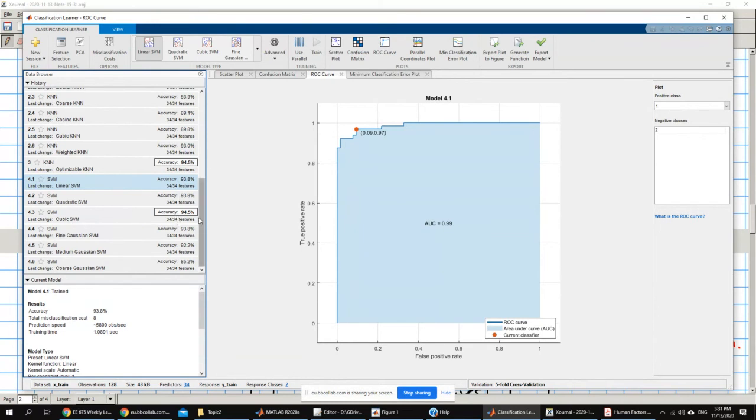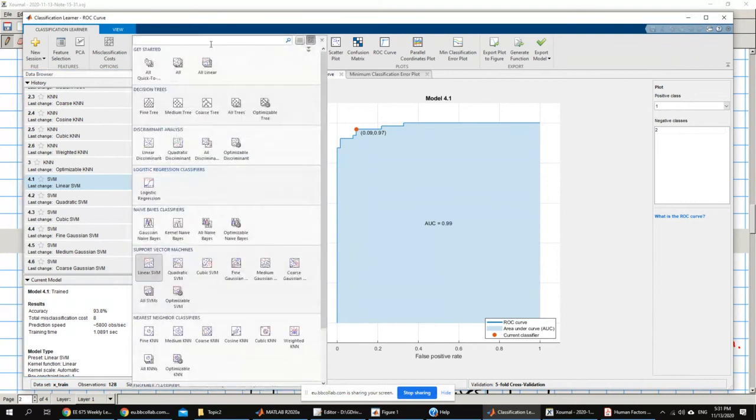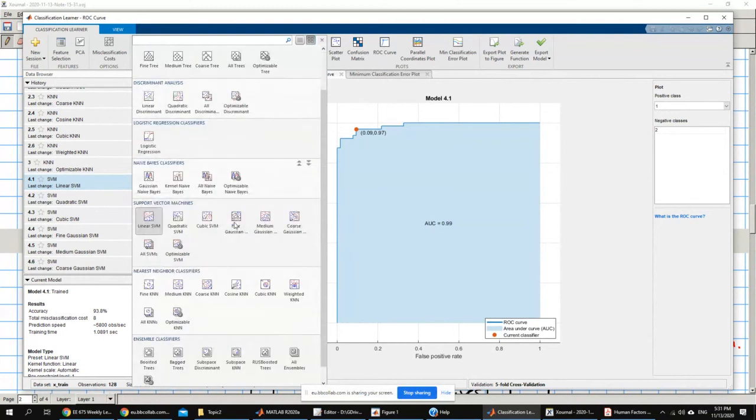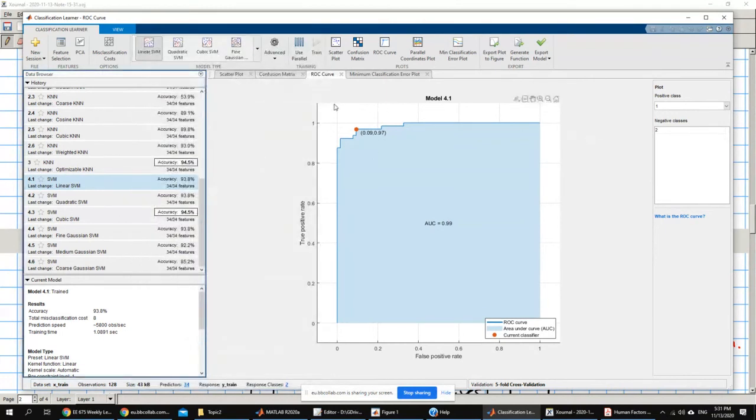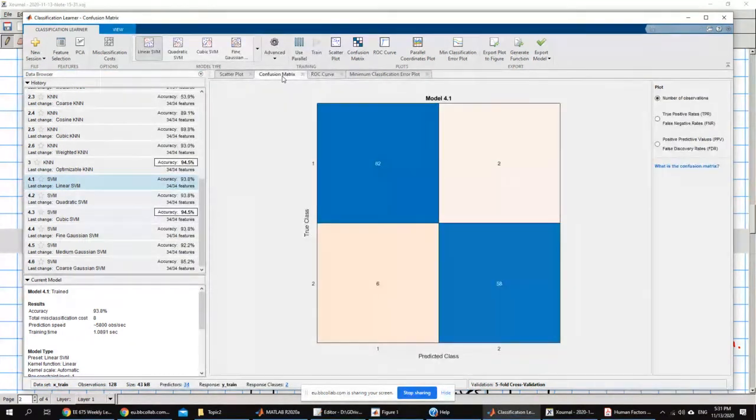So now you know how to do these things. You can go over each one of them, you can go over all of them, one by one, and optimize. You can look at the performance from the confusion matrix, from the ROC curve, or whatever.